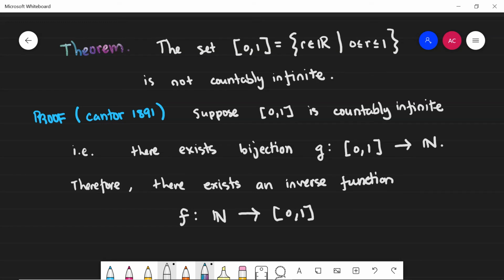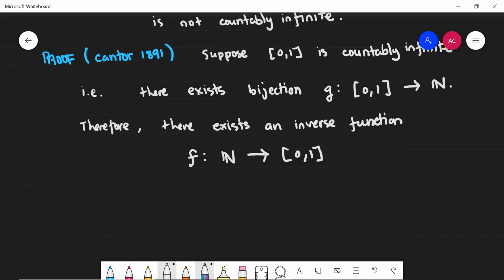And since g has an inverse, g and f are inverse function pairs. So I know, according to the theorem that we proved at the beginning of class, that f is also a bijection. So we want to note that f is also a bijection. Okay. So really, in assuming that 0, 1 is countably infinite, I'm getting a bijection from the naturals to the set 0, 1.